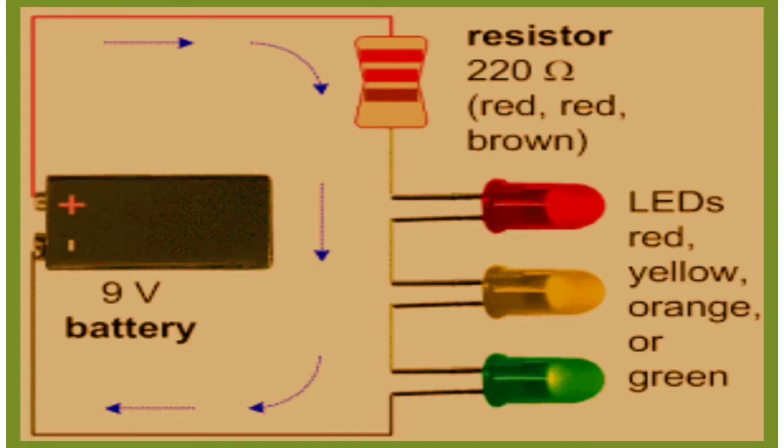Too much current can destroy many sensitive electronic components such as LEDs, transistors and integrated circuits. So by connecting a resistor at the input, we limit the current through it and protect it. This shows the significance of resistors in a circuit.